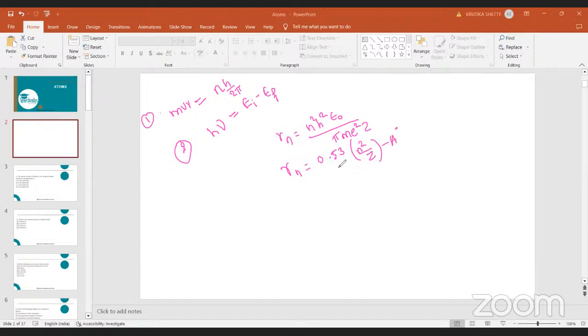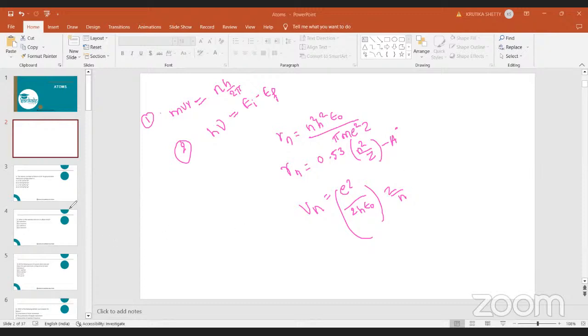So your radius constant is 0.53. The radius is directly proportional to the square of n, the principal quantum number, and inversely proportional to the atomic number. Similarly, the velocity of the nth orbit is given by e square upon 2h epsilon naught into z divided by n. This is the velocity of the electron.